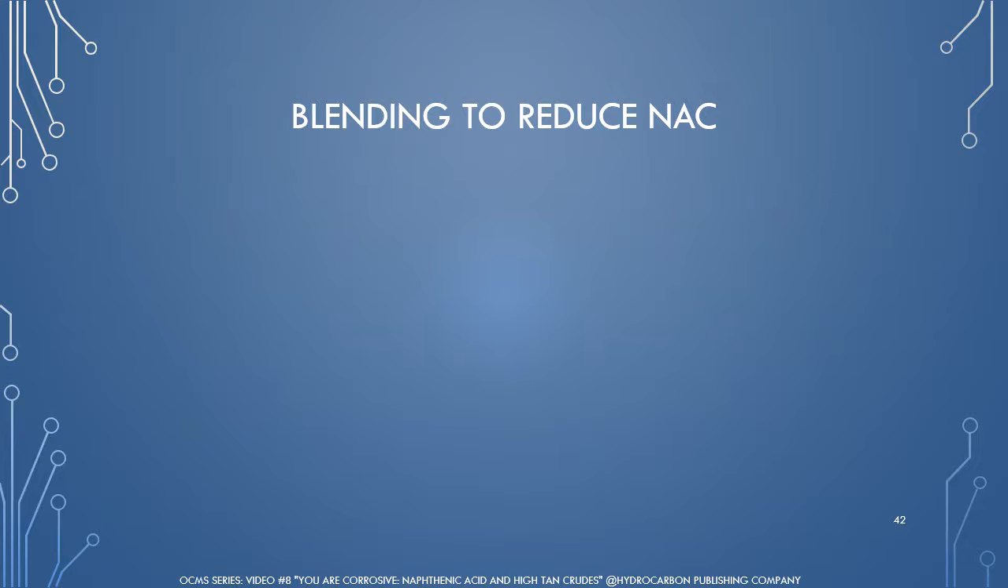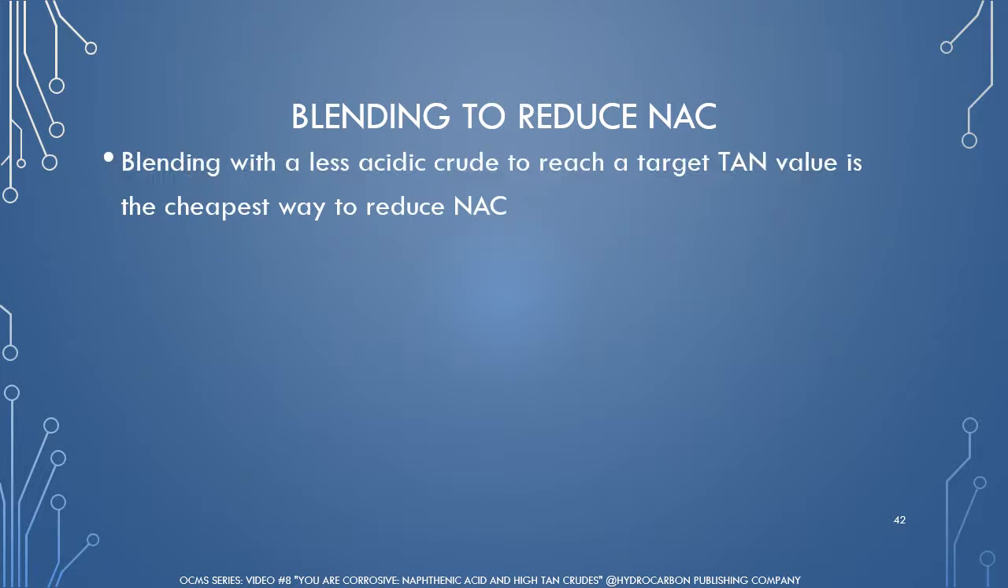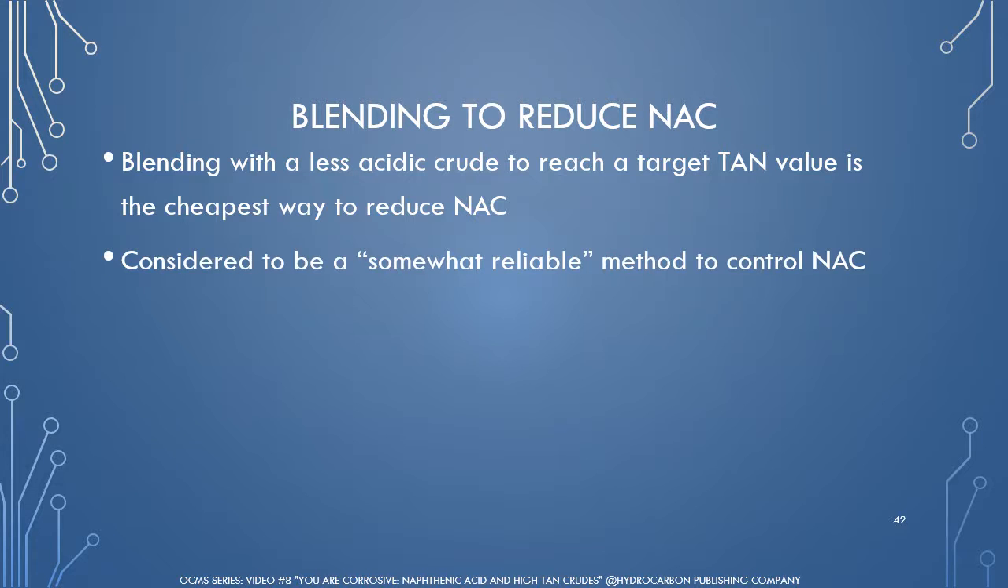Perhaps the cheapest way to avoid NAC from high-TAN crudes is to blend them with crudes that have a lower acidity. This method lowers the amount of discounted crude, such as high-TAN crude, that can be processed. Blending to reduce acidity is considered to be a somewhat reliable method to control NAC.